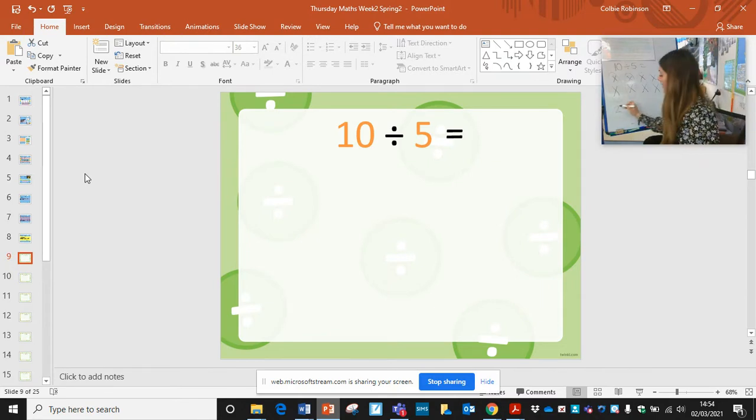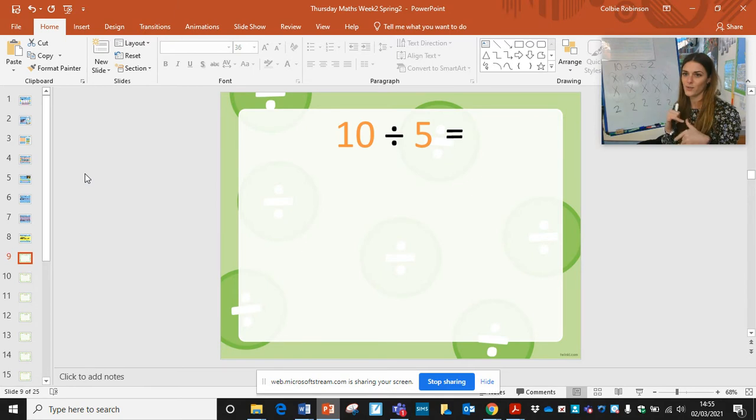There we go. So 2, that's better. 2, 2, 2, and 2. So each group or each person has 2 sweets each, 2 biscuits each, whatever you would like those crosses to represent. Okay. So the answer is 2. That's how many everybody's got each. So that's just one example.